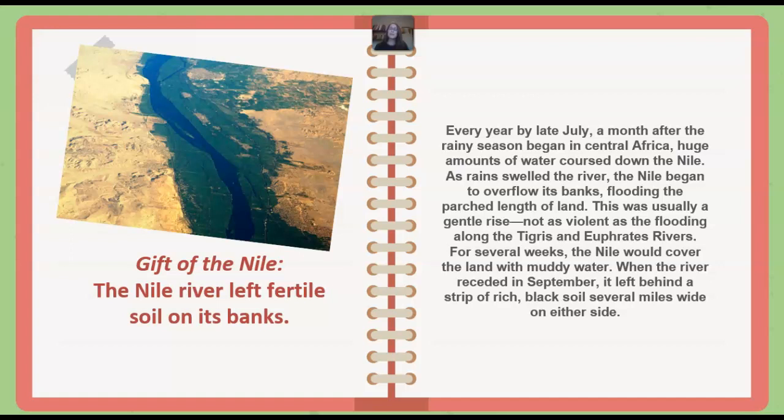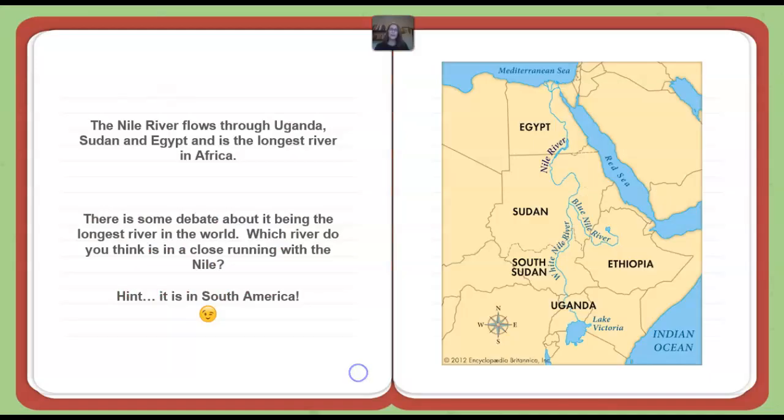When the river receded in September, it left behind a strip of rich black soil several miles wide on either side. And the key here is that the Nile River flooded every year, and it was fairly consistent, so farmers were able to gauge when they could plant their crops. And it also flooded in a fairly consistent way in that it wasn't just an unpredictable rush of water. They were able to predict when it would flood, where it would flood, and how long it would flood, which made the Nile River Valley extremely successful in growing crops.